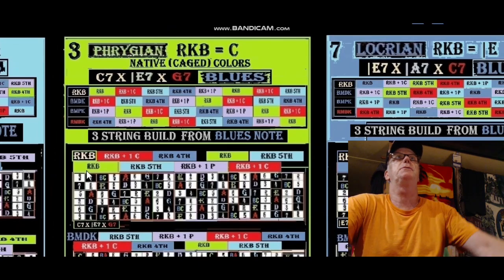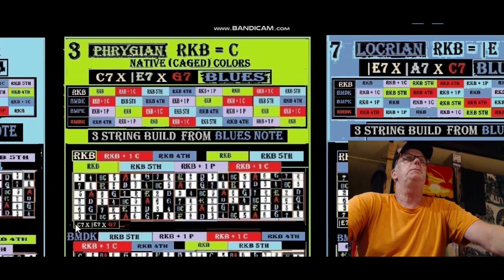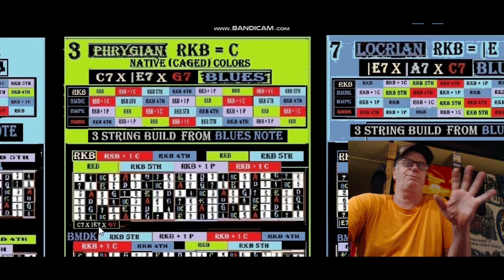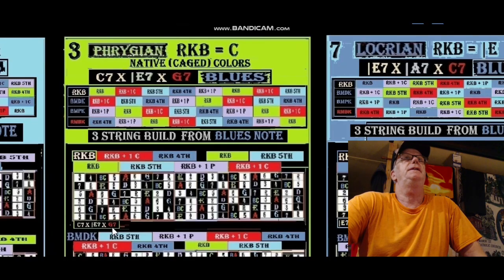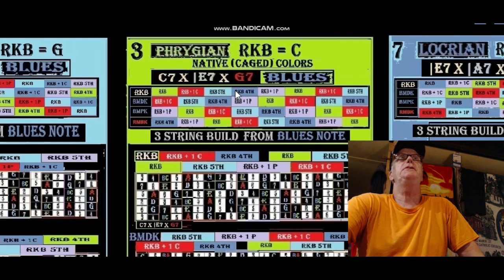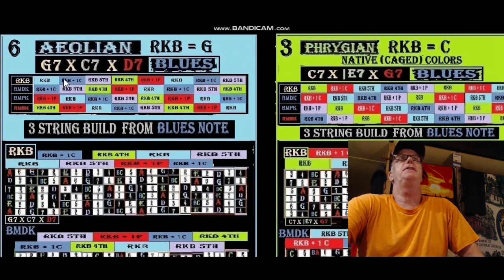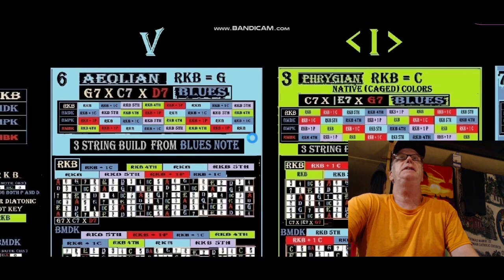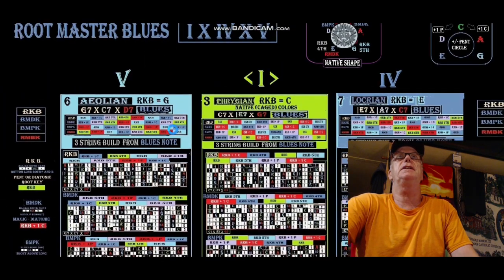Sorry, I'm moving this around so much. The RKB would be C7, bar E7 shape for pretty much the F shape, you know. And then this is a little hard to see, the G7 shape there, G7. And remember, the G7 would be over to the left on these charts. So that's how I can play it. I needed to see that. I needed to see it lined up.